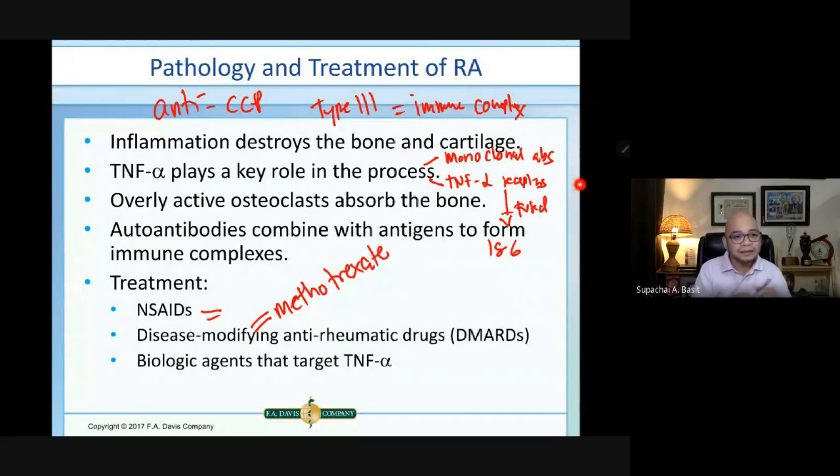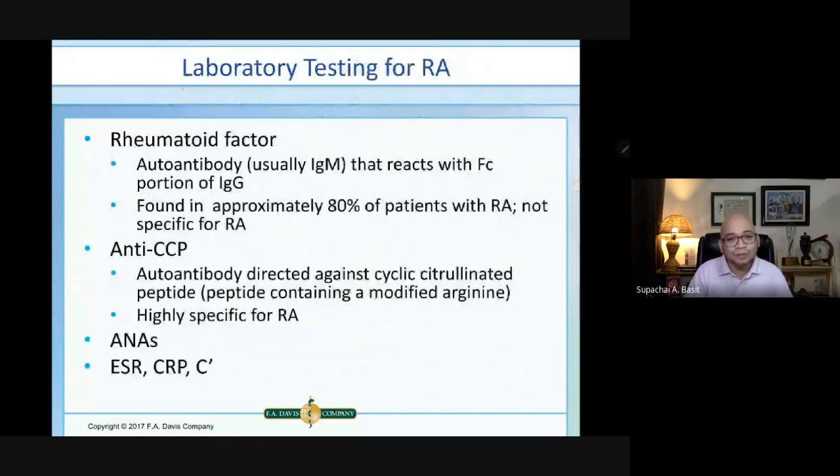Okay. So in the process, rheumatoid factor can be found in patients. So what is rheumatoid factor? If you are positive with rheumatoid factor, it means that more likely you have an autoimmune disease. So rheumatoid factor is an autoantibody. And most of the time, this autoantibody is IgM that reacts with the Fc portion of the IgG.